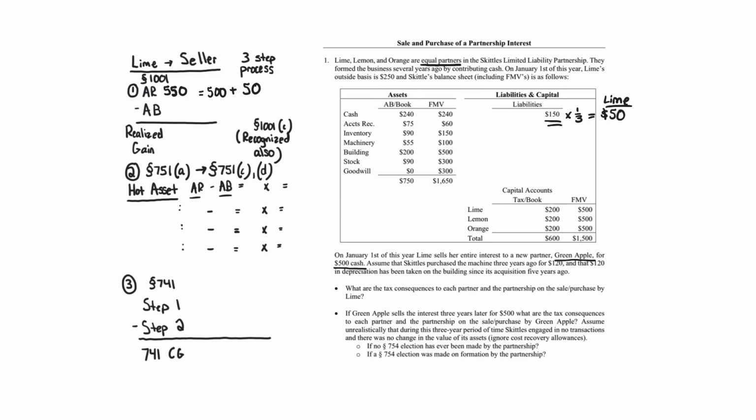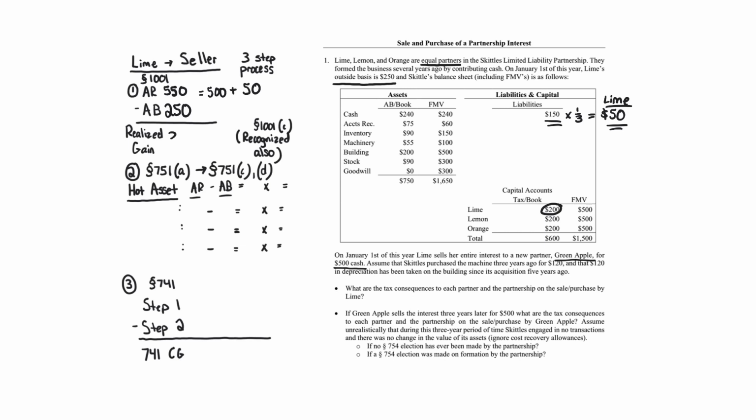Now, the adjusted basis of Lime's partnership interest is the outside basis at the time of the sale. We're told it's $250. But another way to calculate this, and you can't always do this because if you have revaluations, you have issues with the capital account revalues and other discrepancies, another way to get this $250, we've got the tax book, $200 for Lime, and then again, $50 for the liability portion, that's $250. But we're given the outside basis of $250.